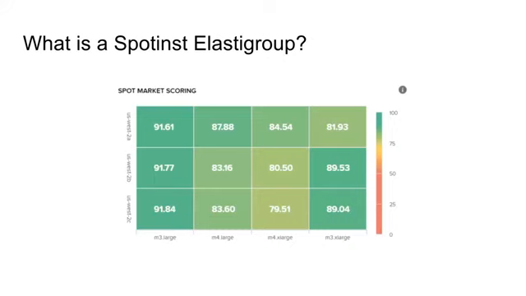So you can see we've actually scored each individual market. So this is Oregon. We have 3 availability zones here. You can see the M4 large is 91% across the board. The M4 4 extra large, that's 79. We give it a 79% grading in US West 2C. We gave it an 84% in US West 2A, even though it's the same instance type.